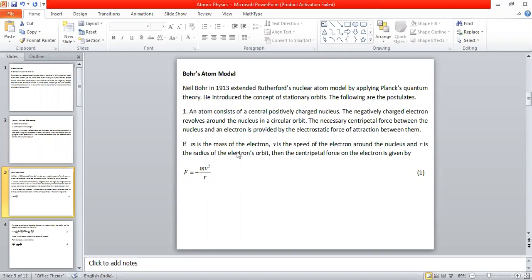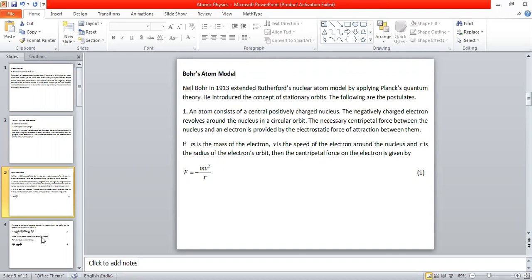If m is the mass of the electron, v is the speed of the electron around the nucleus in a circular orbit, and r is the radius of the electron's orbit, the centripetal force is given by F equals m v square by r. Do you agree? So the expression for the centripetal force of the electron around the nucleus is m v square by r, where m is the mass of the electron, v is the velocity of the electron, and r is the radius of the electron's orbit. Okay?